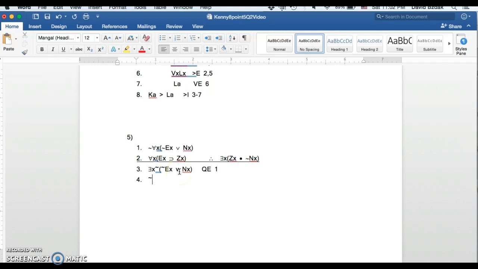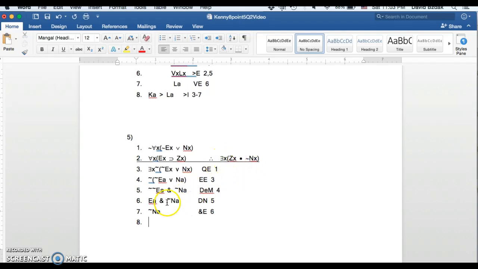There are no other operators outside of parentheses. So now we can do not EA or NA by existential elimination of 3. We can do the De Morgan's there to get not EA and not NA. That's De Morgan's of 4. And we can get the double negation of 5. All right. Now, if you look, what we need is Z and we need not N. We can get not N easily by conjunction elimination of 6.